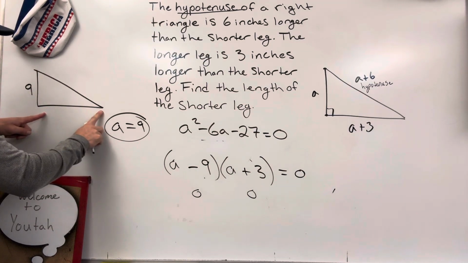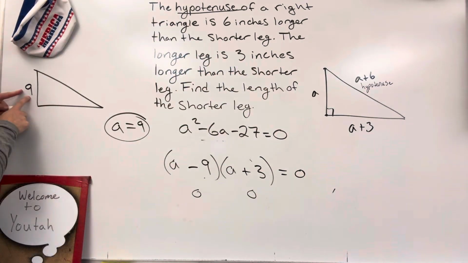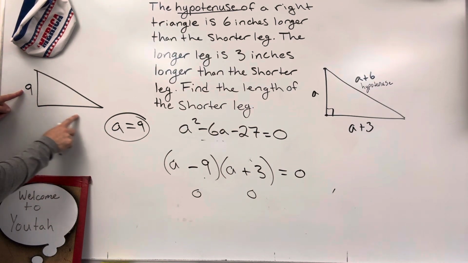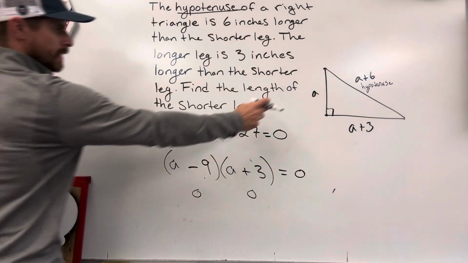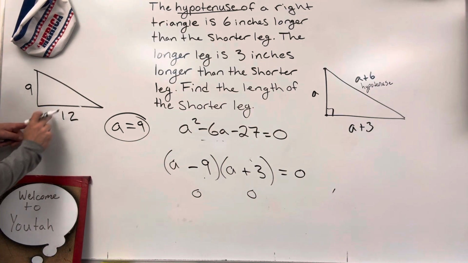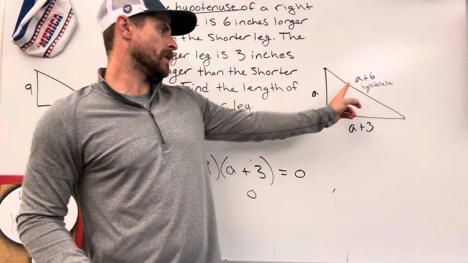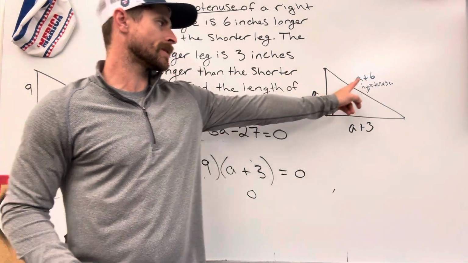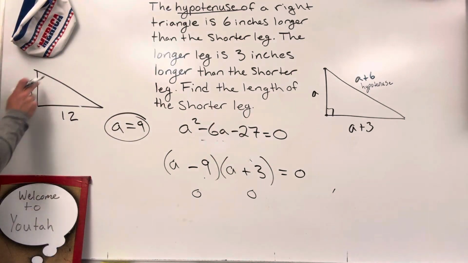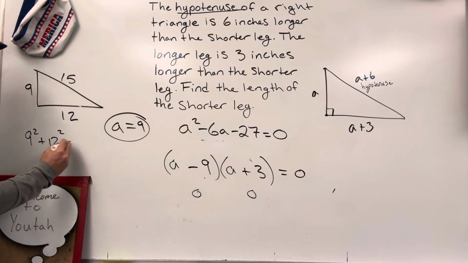Keep in mind that the longer leg was supposed to be 3 inches longer than the shorter. So what's a plus 3? That's going to give me 12. 9 was a, and 9 plus 3 makes 12. And then remember the hypotenuse is supposed to be 6 larger than the smallest leg. So a plus 6 would give me my hypotenuse. Well, what's 9 plus 6? 15. Now if we look at this, would 9 squared plus 12 squared equal 15 squared?